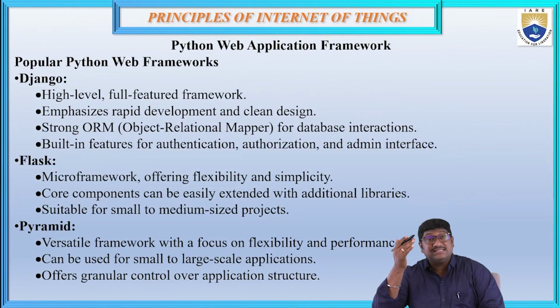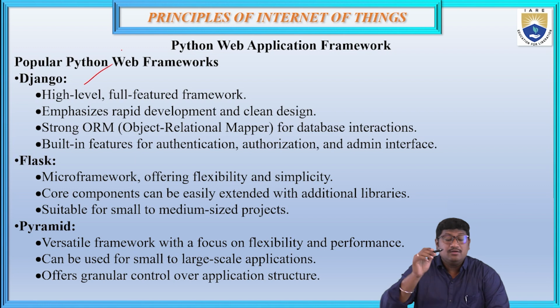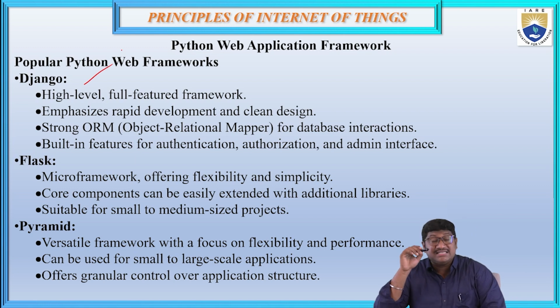And what are the different kinds of popular Python web frameworks that exist? Django, Flask, Pyramid. These are the popular Python web frameworks available in the market. Coming to Django, it is a high-level, full-featured framework which emphasizes rapid development and clean design. It has a strong ORM, which is an object relational mapper for database interaction, and it also has built-in features for authentication, authorization, and an admin interface.